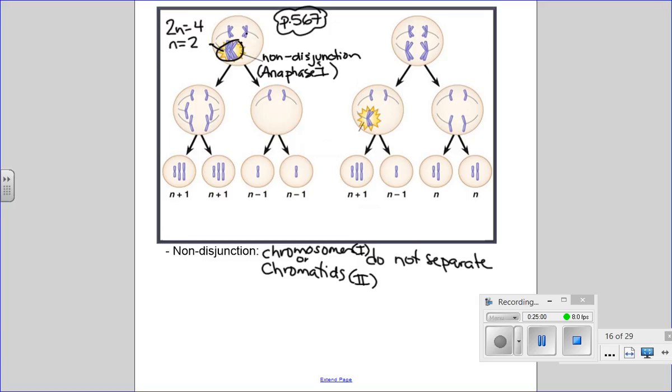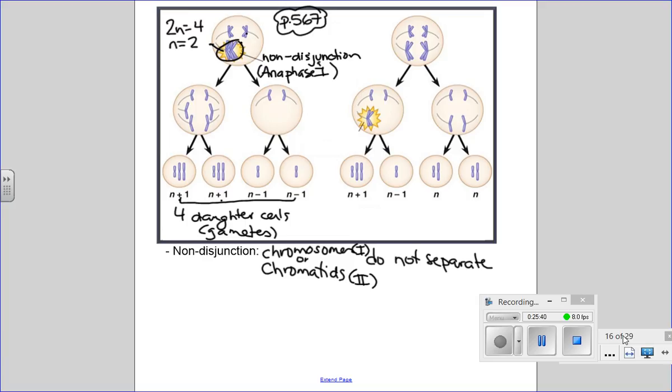And the result will be, at the end, there are 4 daughter cells. These are the gametes. And they are supposed to be haploid. They are all supposed to have n chromosomes, but they don't. 2 of them have an extra chromosome. So n plus 1, in this case, since n was 2, n plus 1 is 3. 2 of them will have n minus 1. So they will have 1 less chromosome than they are supposed to.